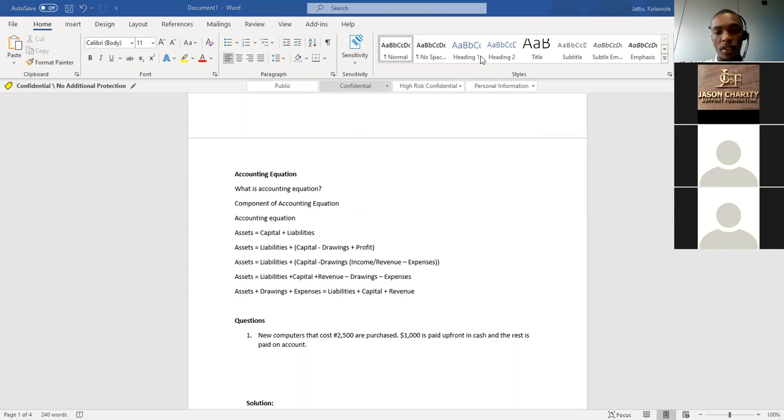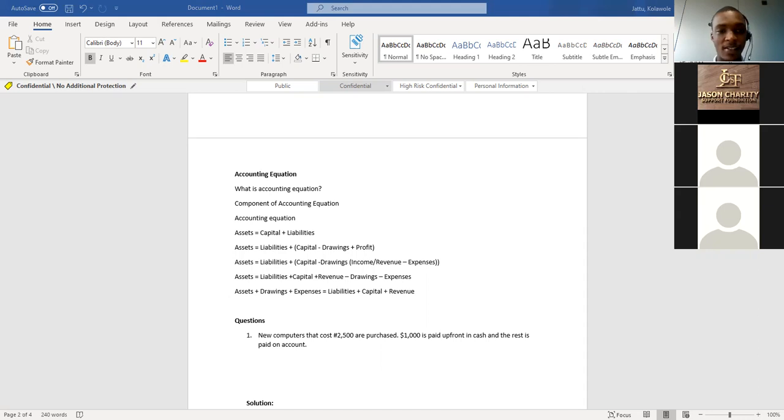What did I say the components of the accounting equation are? Assets, capital, and what? Liabilities. So those are the 3 major components. But if we drill further, if we break it down further, we actually have 5 major components of the accounting equation, which are also known as elements of the financial statement.